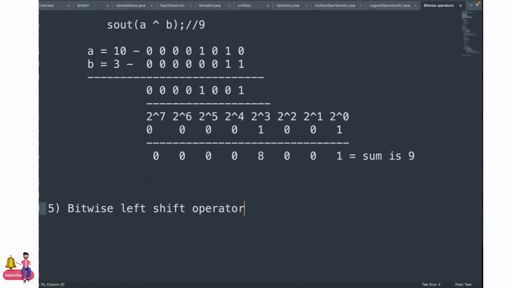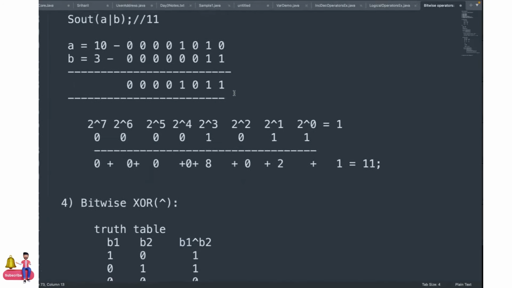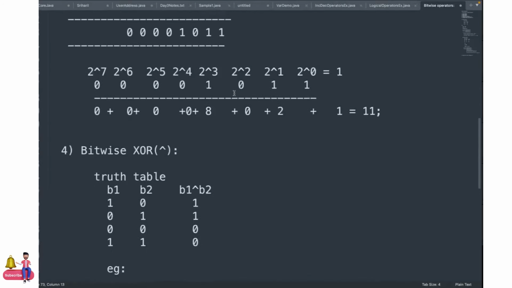You're able to follow? You're able to follow, guys? You're able to understand, right? No doubts? In these two concepts, I forgot to ask you that. XOR and OR, both are clear, right? No doubts?